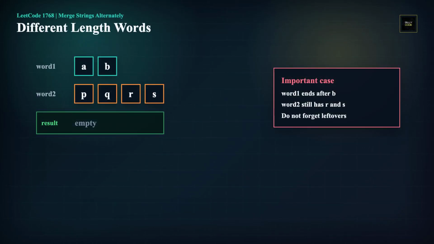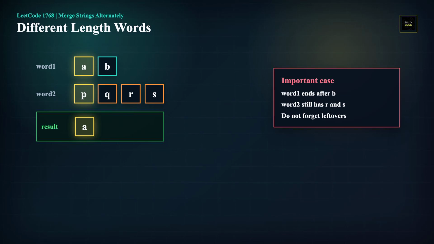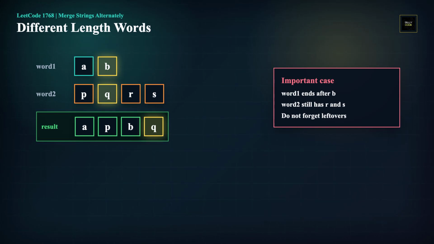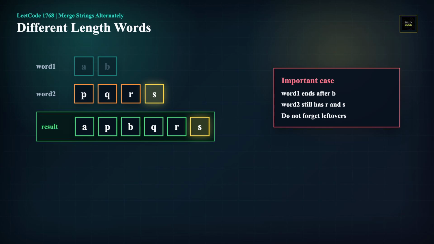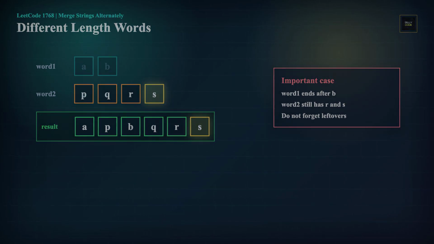Now let us look at the case that usually causes mistakes. If word1 is AB and word2 is PQRS, the answer is APBQRS. We take A, then P, then B, then Q. Now word1 is finished, but word2 still has R and S, so we add them at the end. That leftover part is the key detail.